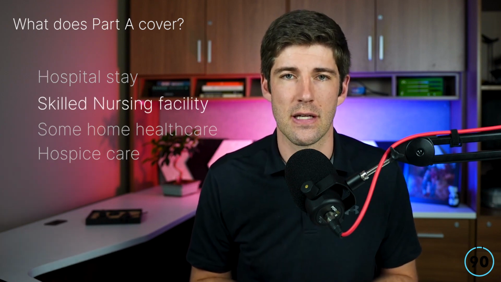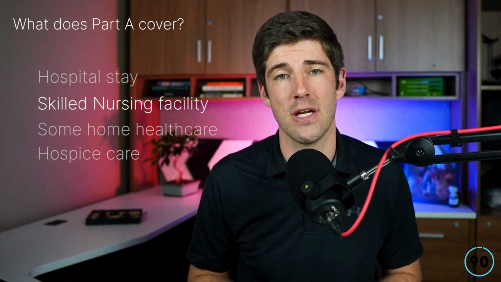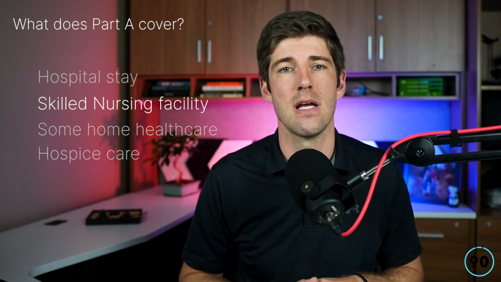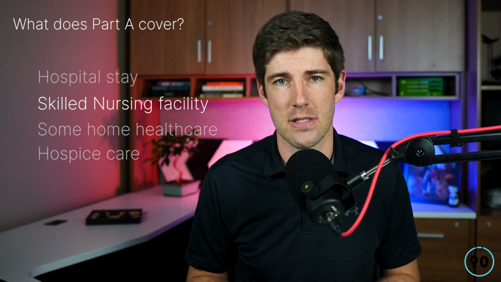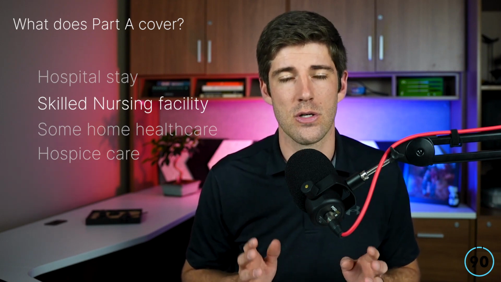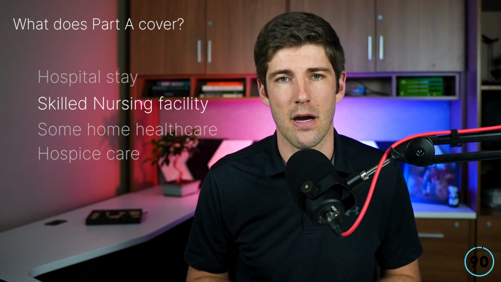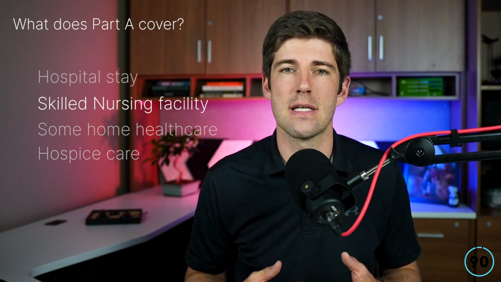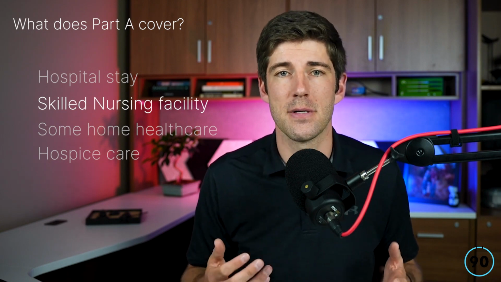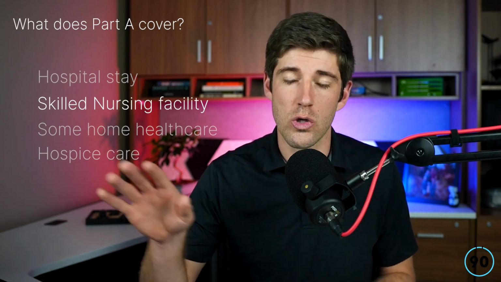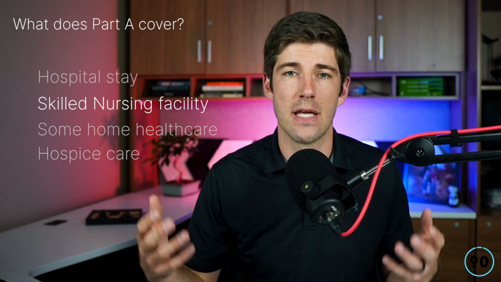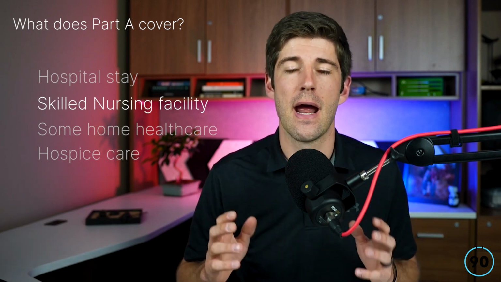The second thing that Part A covers would be skilled nursing facilities. And a big point of clarification here is that skilled nursing facilities are not assisted living facilities. These are not nursing homes. They are not Alzheimer or dementia facilities. All of these are not covered by Medicare. Think of skilled nursing facilities as rehab, where after you've had a procedure in a hospital, you go to a skilled nursing facility to get rehab, get better, and then go home.